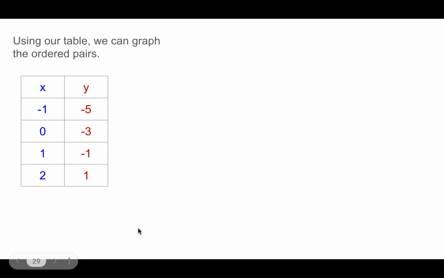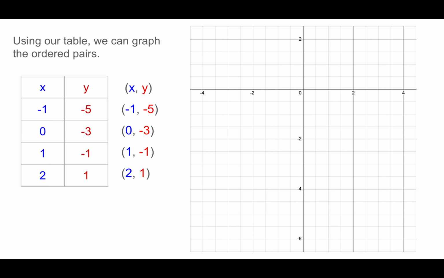Now here's my table again, and I'm going to write these as ordered pairs. So it goes x and then y. So my ordered pairs are -1, -5; 0, -3; 1, -1; and 2, 1. So here's my graph, and notice that the origin, 0, 0, is not in the middle. It doesn't have to be. It can be any place on the graph.